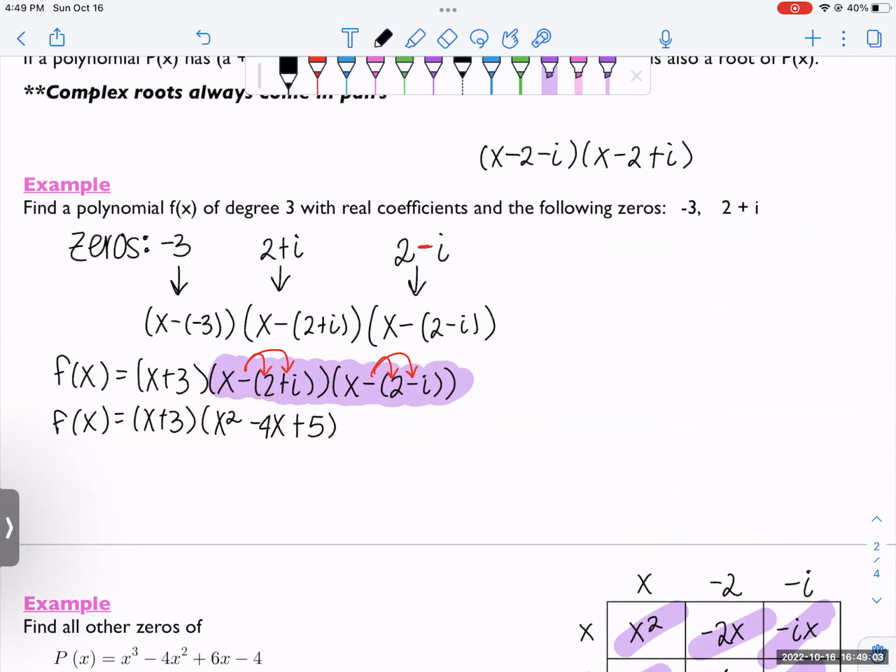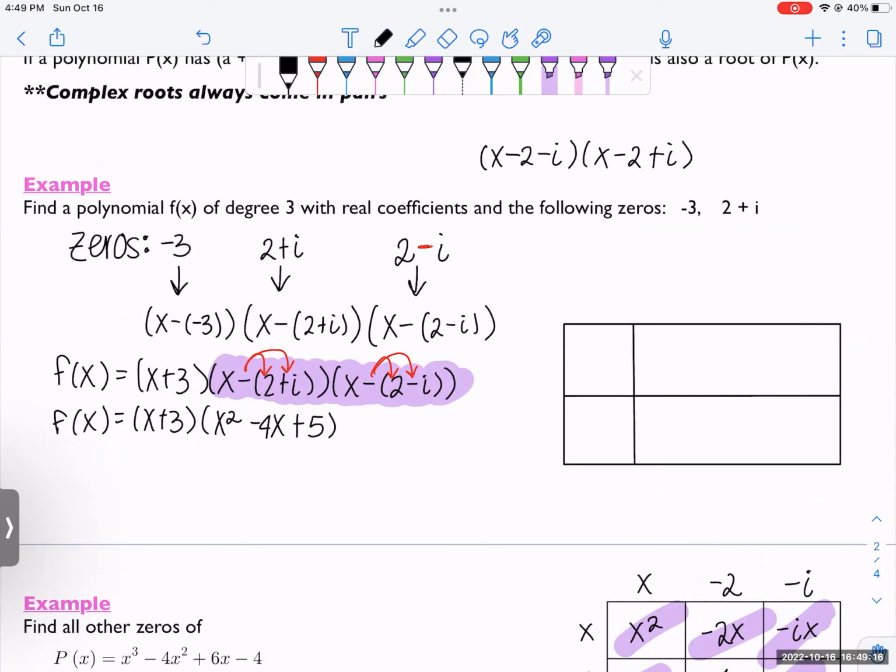I'm gonna multiply these guys together with box method as well, and I am feeling very lazy. I have run into some technology issues today. Feels like this semester just has it out for me as far as technology issues go.